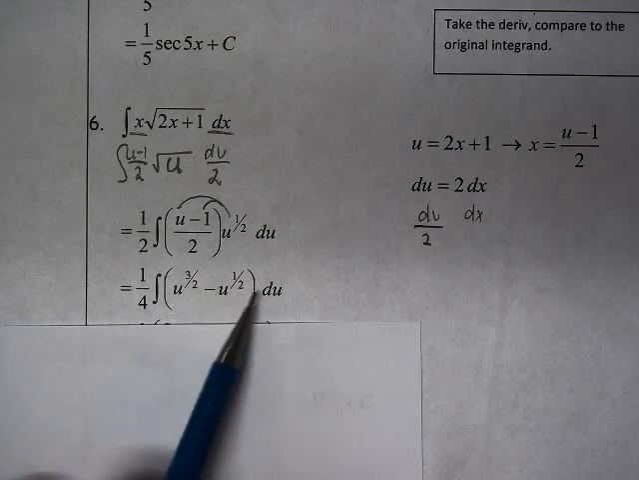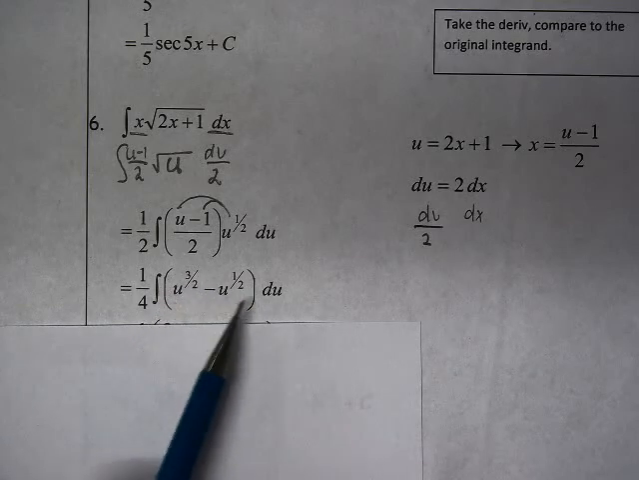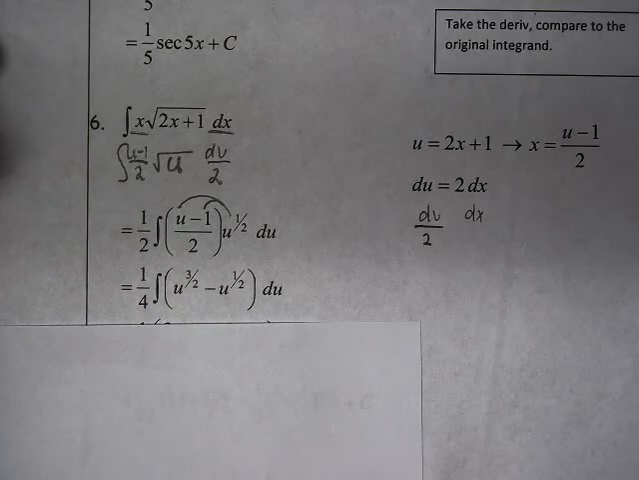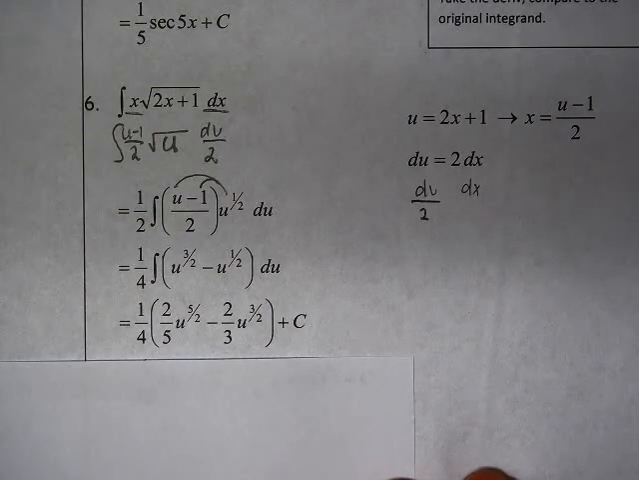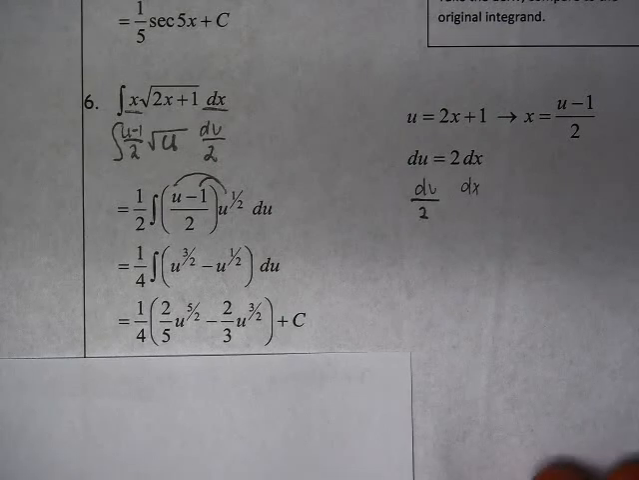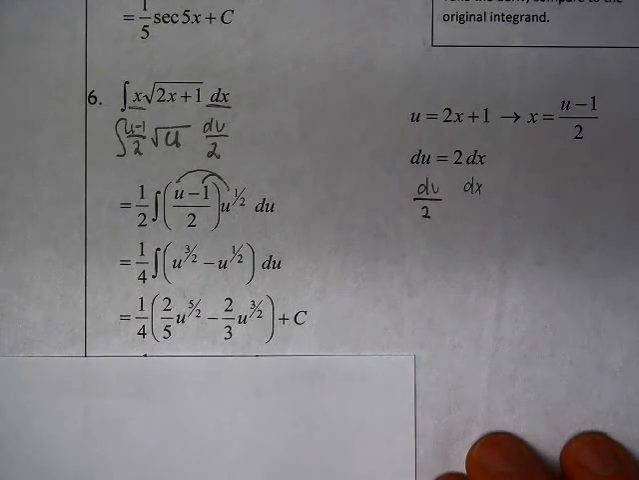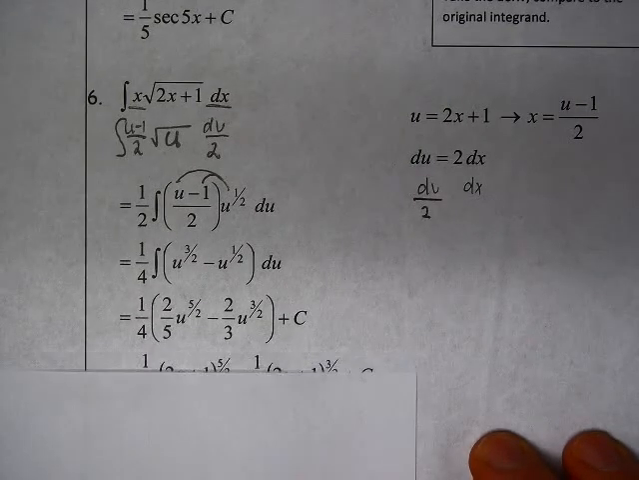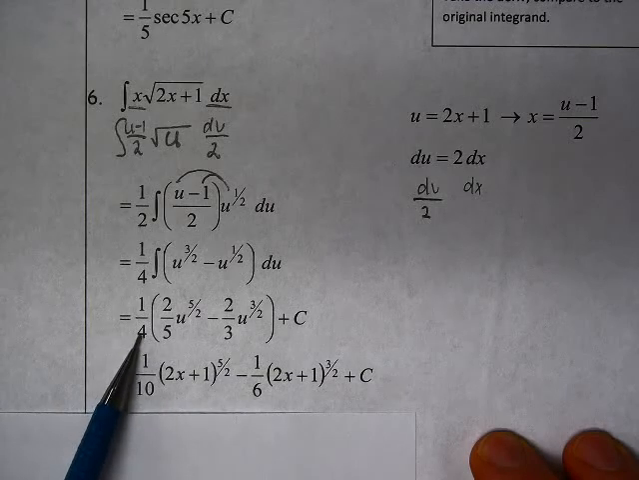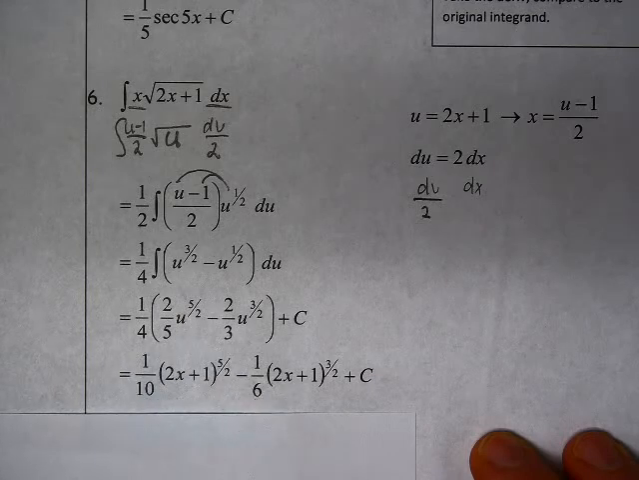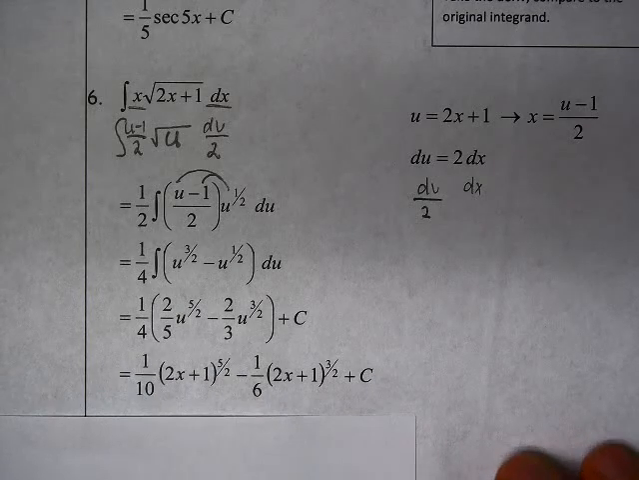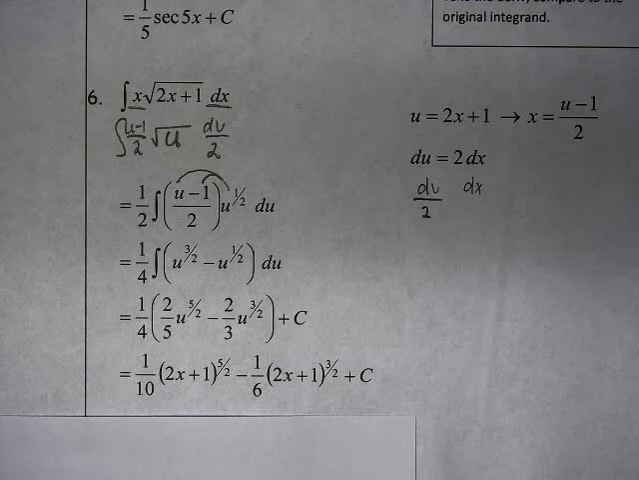So now I have this really easy integrand. I can just add 1 to each of the exponents and divide by the new exponent. So it looks like that. I probably could just leave it like that. In this case, I decided to distribute this 1/4 to the 2/5 here and to the 2/3 here. And of course, I finally wanted to substitute that 2x plus 1 back into the expression for u.